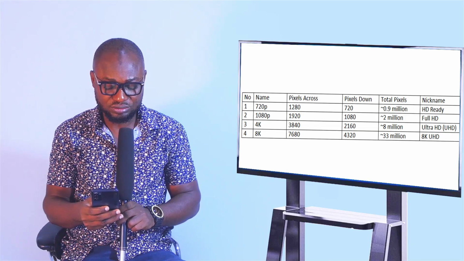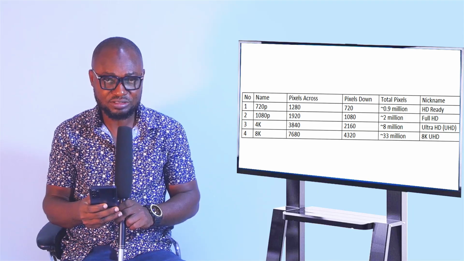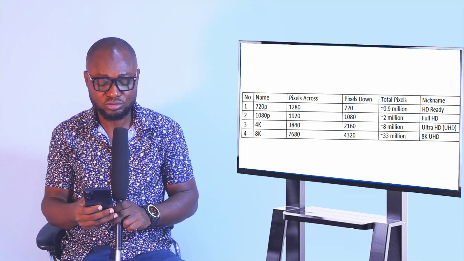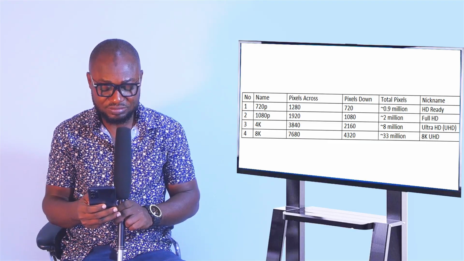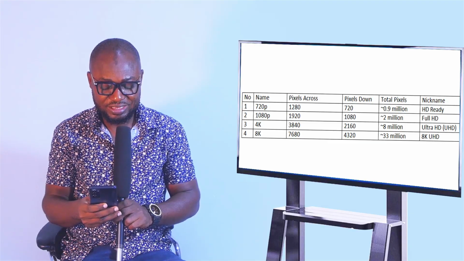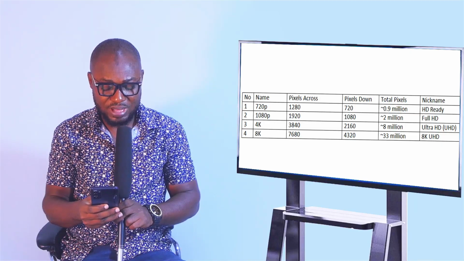To find the resolution, the total pixels of a screen, we multiply the pixels across by the pixels down. So for the first item, 720p, the pixels across is 1280 and the pixels down is 720.